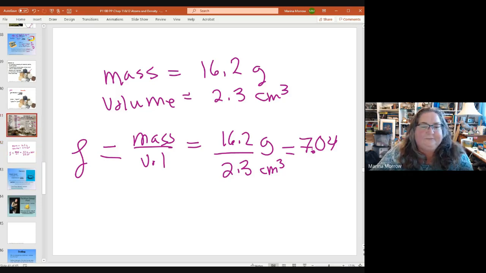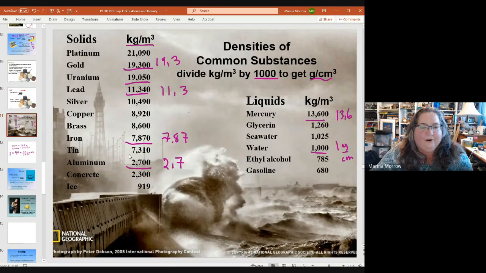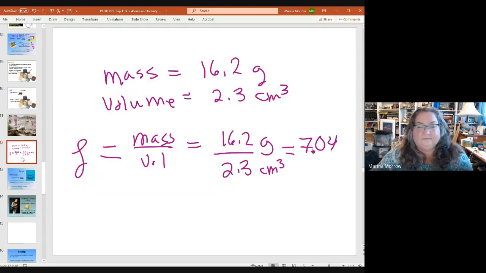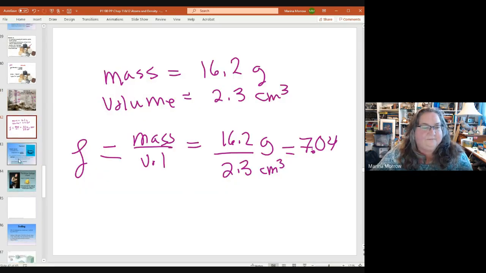Okay, so then we might go look at our density table and say, well, what material might this be? So 7.04, we don't have anything exactly that, but tin is the closest. So we might say, maybe it's tin. That would help us to identify this material. That's the closest one on this list. But that list isn't complete. Remember, titanium's not on there, and that has a density closer to aluminum. But probably not 7.